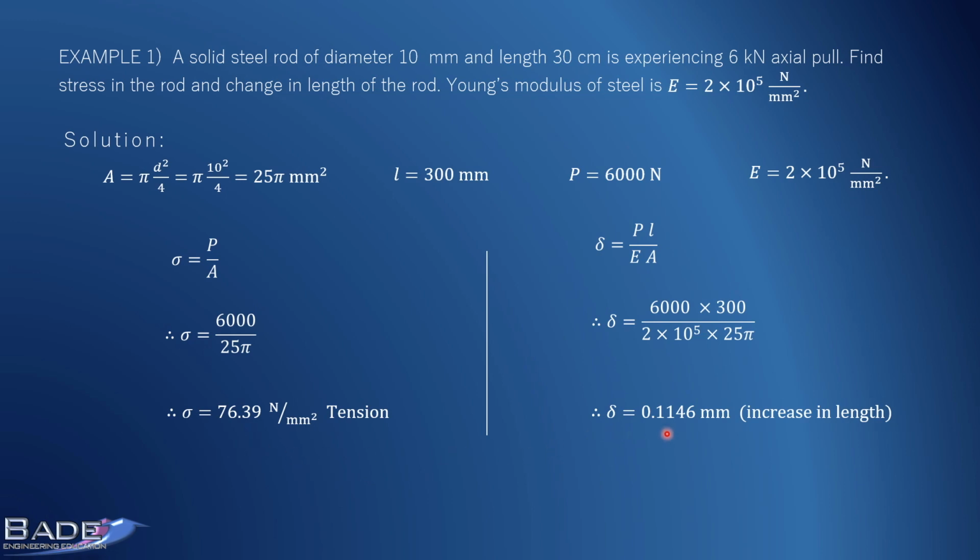You will understand it better when we start solving problems on composite bars. But remember, positive change in length, that is increase in length; negative change in length, that is decrease in length. Also, stress: when you want to add normal stresses acting on a cross section because of different types of loading, you will have to consider sign convention. Tension is considered positive, compression is considered negative.